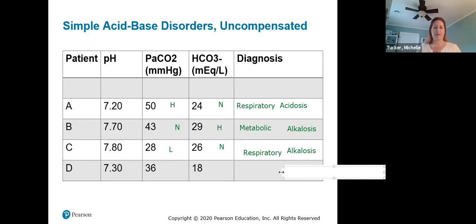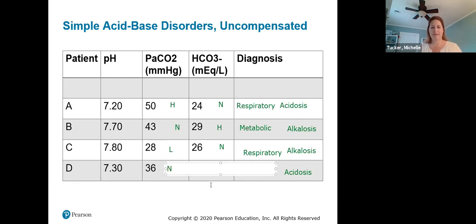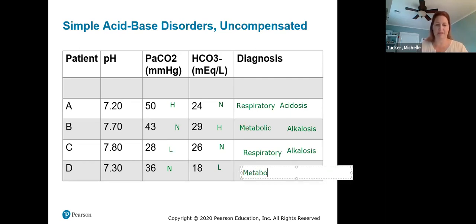pH is 7.3, so we have, and then CO2 is high, normal, or low. And bicarbonate is high, normal, or low. So we have metabolic or respiratory. Very good. Okay.